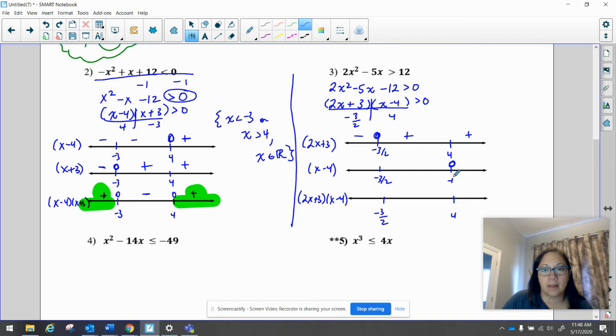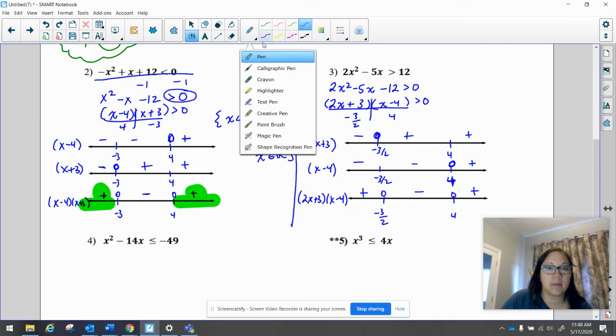Here my 0 would be at 4. Anything to the left of that, negative. Anything to the right of that, positive. Negative times a negative is a positive. Positive times a negative is a negative. Positive times a positive is a positive. And I have 0 and 0.